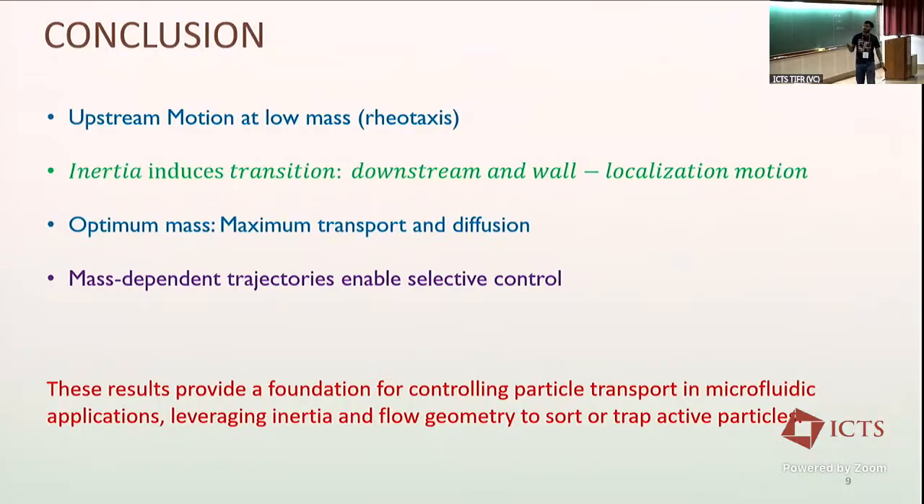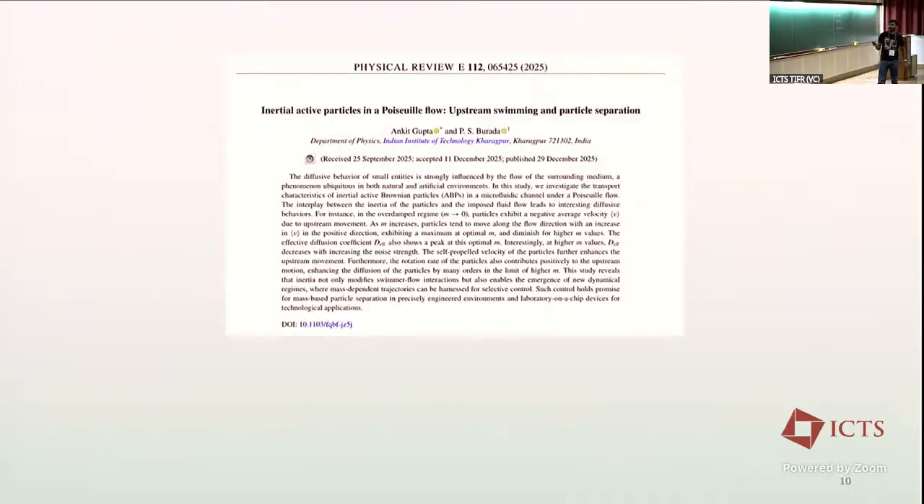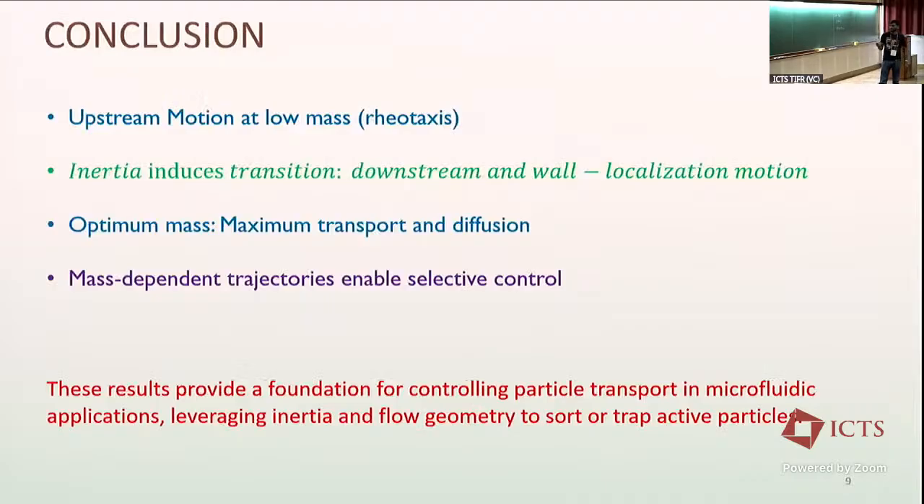We have upstream motion at lower mass, and these results are prominent in the transport properties, and we can separate particles depending upon the mass, because at a particular mass value we get a peak in the average velocity. So this can be used to sort the particles. For more details you can follow this article.